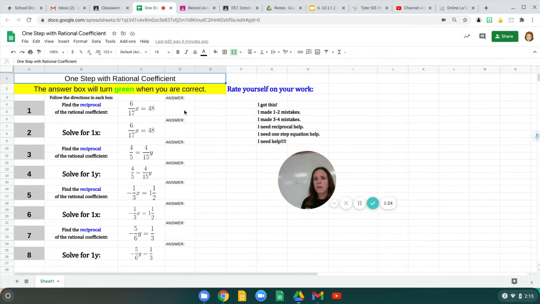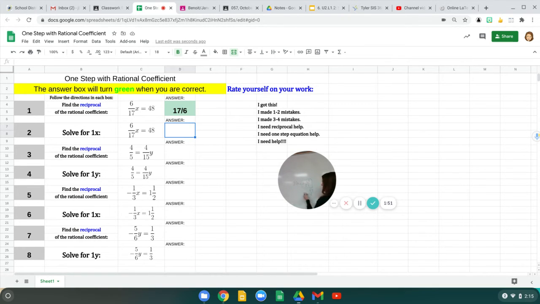So what's the reciprocal of 6/17? Numerator and denominator switch places, so that would be 17/6. And when you type that in, boom, it turns green. Make sure you are typing it right under the word answer. Now you're going to do the same equation, but you're actually going to solve it using that reciprocal on both sides. This is where your notes will guide you from yesterday.